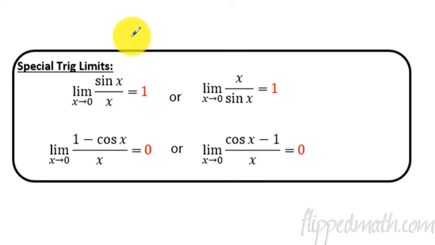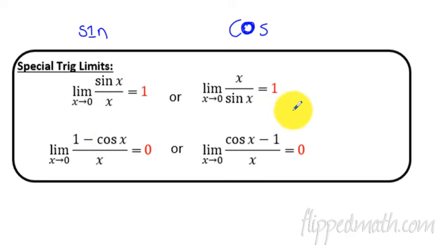A suggestion to help you: here's the way I remember this. Sine has the number 1 in it, so the sine x over x is going to equal 1. And cosine has a 0 in it, so the one that has the cosine is going to equal 0. You just got to remember, and this is where this doesn't work so well, that the cosine x is attached with a minus 1. So it's either cosine x minus 1 or 1 minus cosine x. Just remember that. This one's a little easier though.